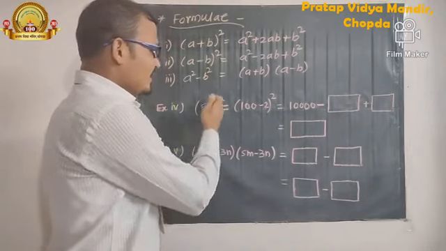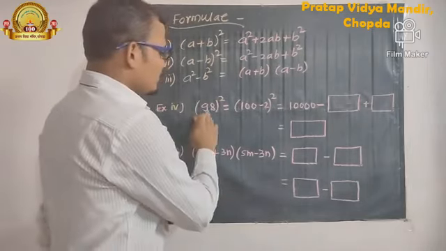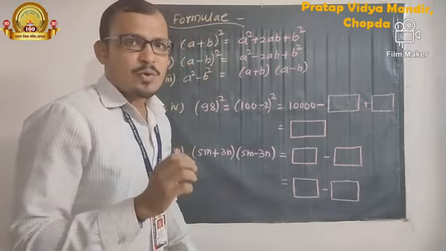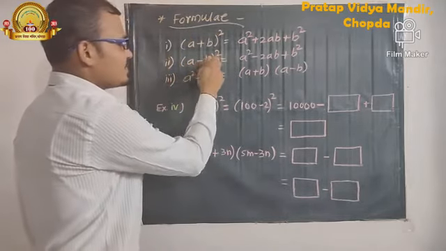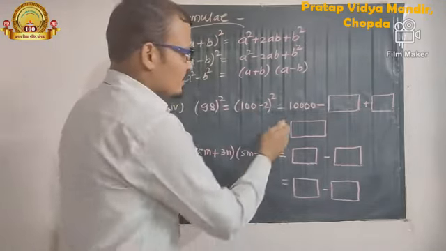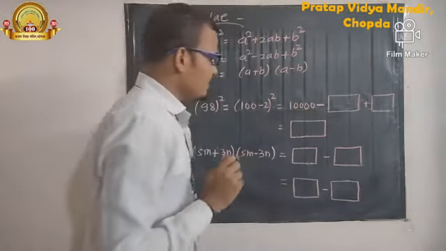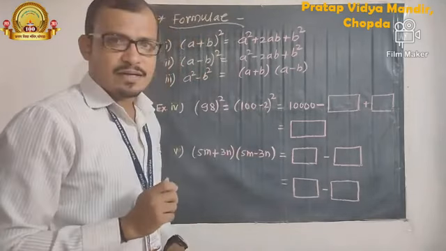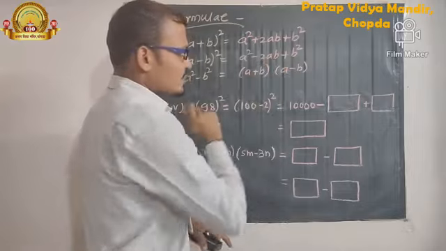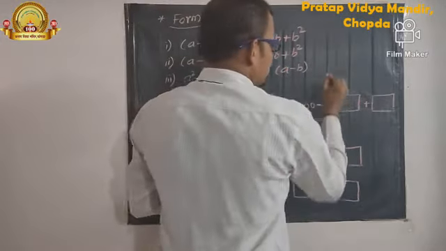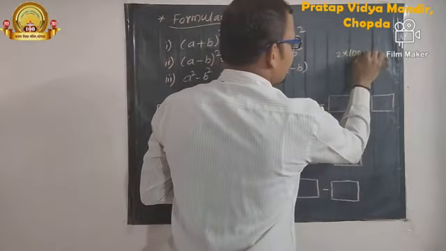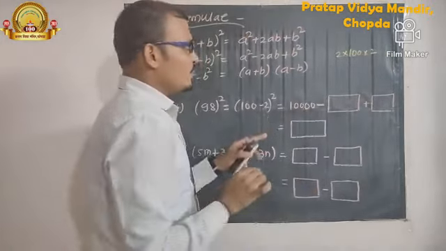The activity is 98 bracket square. First we have to split this 98 as 100 minus 2 bracket square. Now we can easily apply this (a minus b) bracket square to (100 minus 2) bracket square. Here the first term is 10,000, which is the square of 100. Then our second term is minus 2 into first term into second term, that is minus 2 into 100 into second term 2.